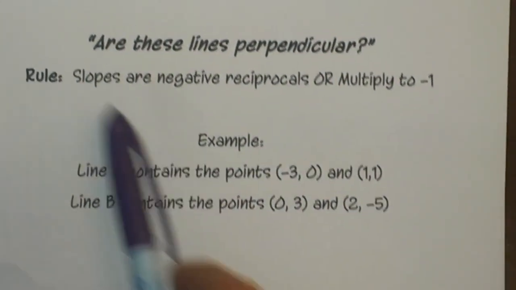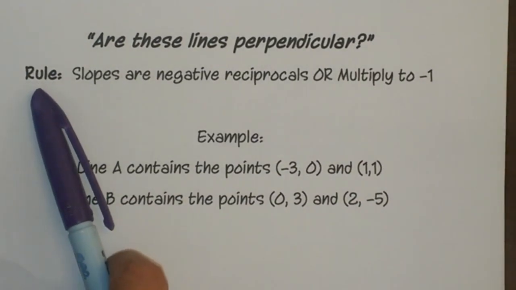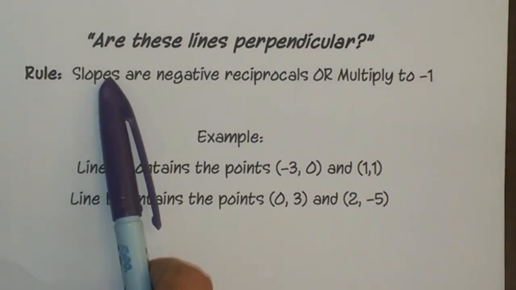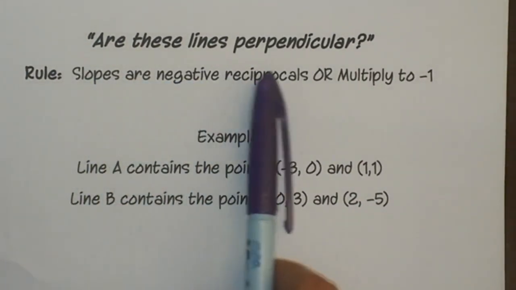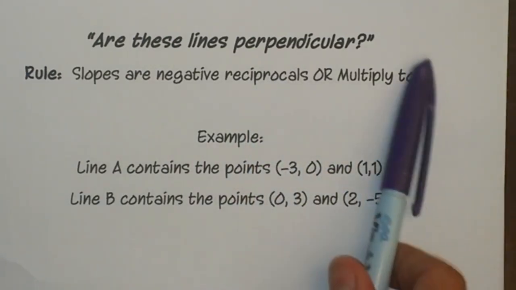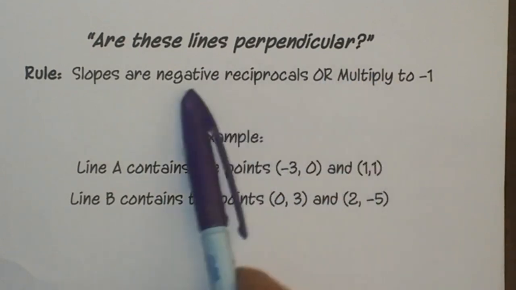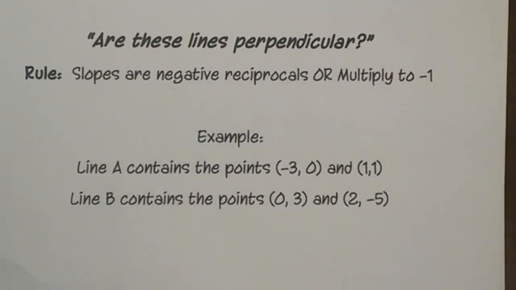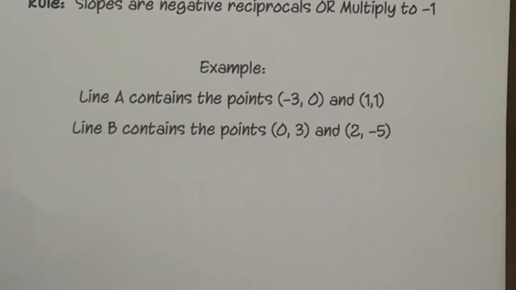Okay, so there's a rule for deciding if lines are perpendicular. We have to look at the slopes, and if the slopes are negative reciprocals of each other, or you can just multiply them together to get a -1. If either of those is true, then they are truly perpendicular. So let's give it a go.